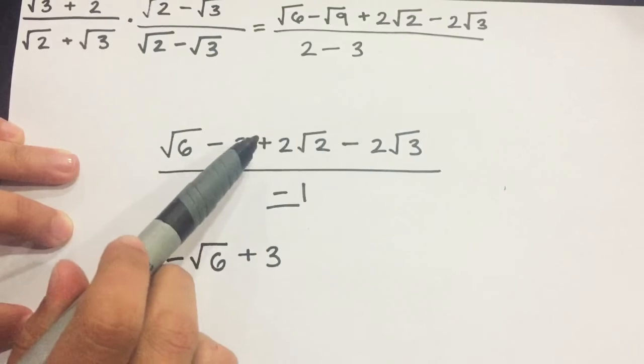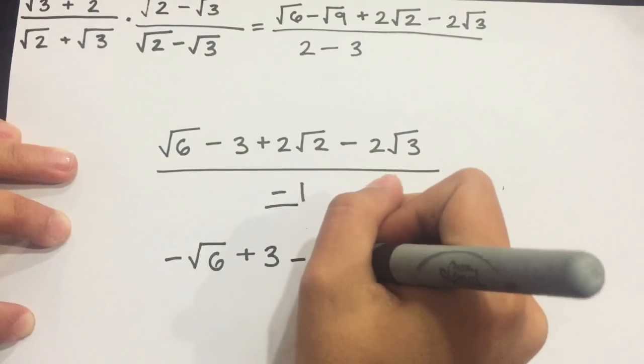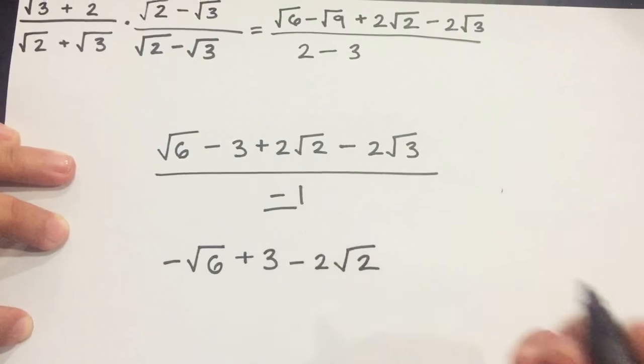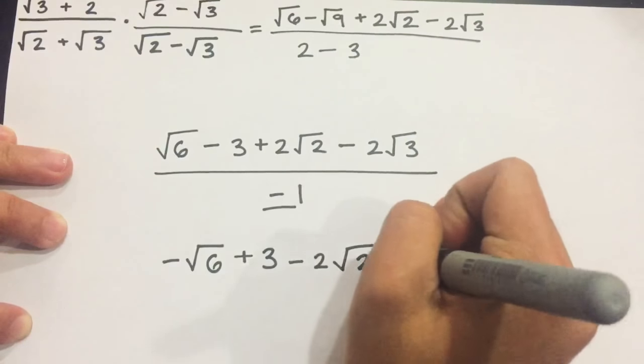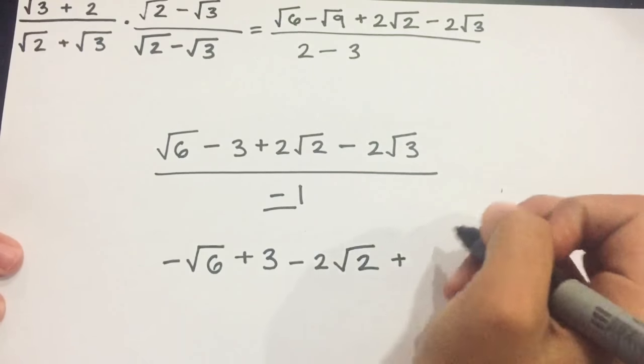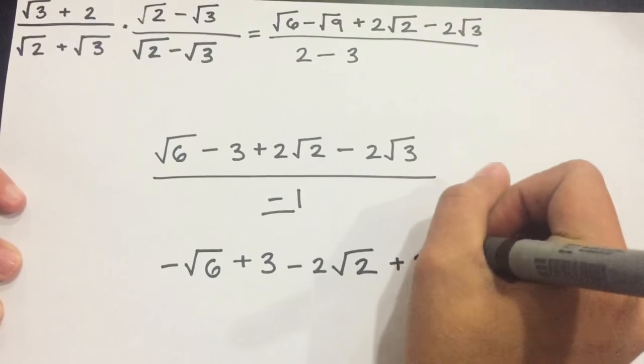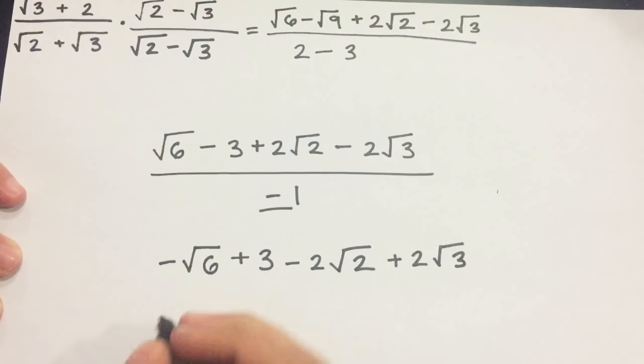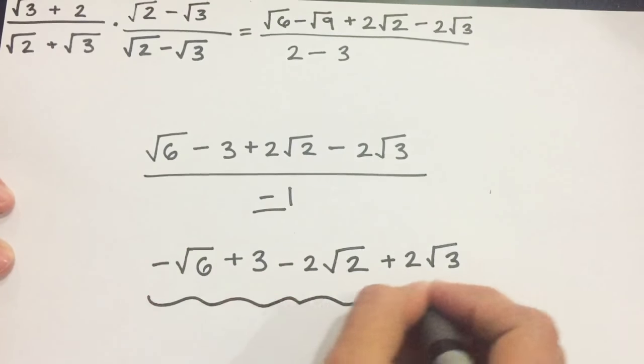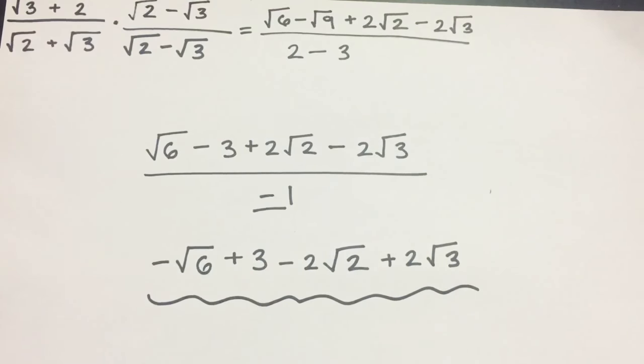Then minus by plus is minus again, minus 2 times the square root of 2. Finally, again, it's plus because of the sign rules, and it would be 2 times the square root of 3. And since we could not simplify this any further, this would be the answer.